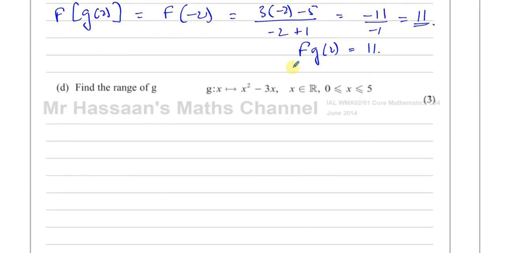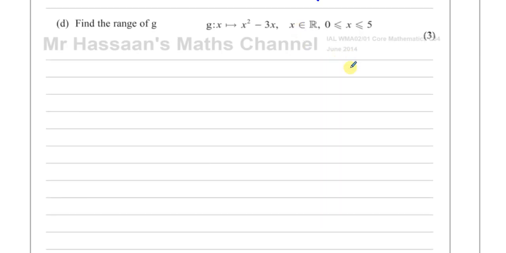Now part D says find the range of function g. Now this is a very important question, because as you can see, g has got its domain restricted between 0 and 5. So if the question just had this, it would be slightly different. So first of all, this is a quadratic. We can see it's a quadratic because the highest power is x squared, and we can see that the coefficient of x squared is positive, so it's definitely going to have this type of shape.